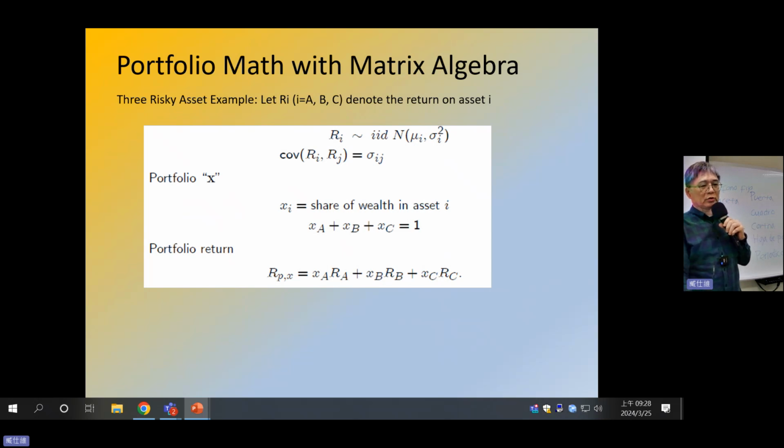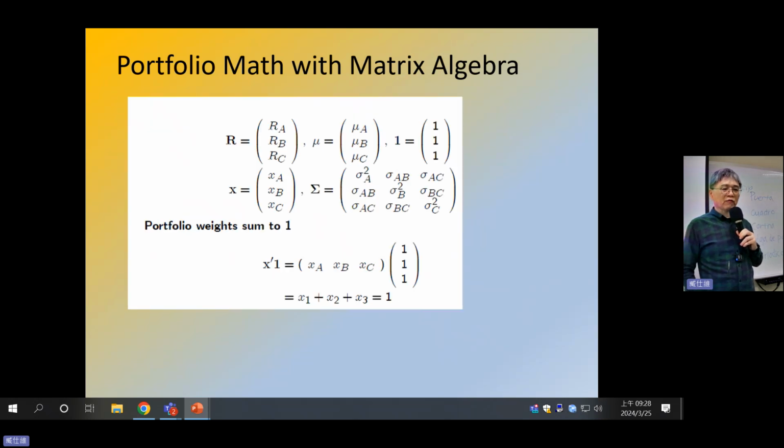Okay, so we start from the three asset case. We have XA, XB, and XC. Basically we have three assets, A, B, and C. We also have this X for weight, which means we have to allocate our wealth among these three assets. So this is weight, and the sum of the weights should be equal to 1, and the portfolio return is the weighted average of the individual asset returns. Okay, so this is quite straightforward.